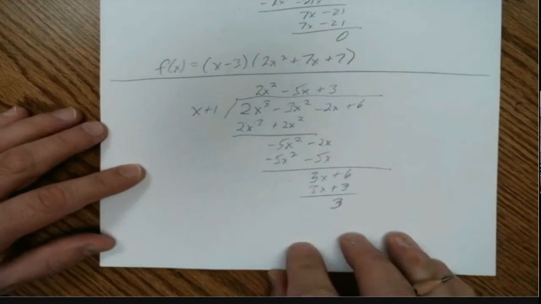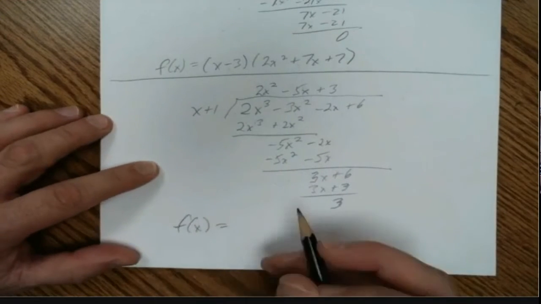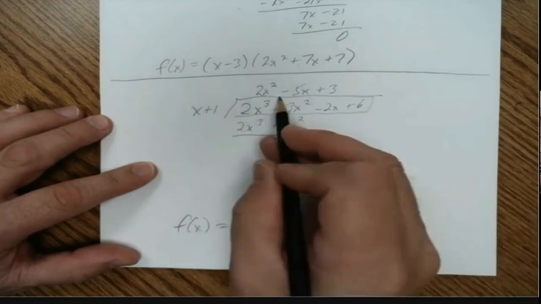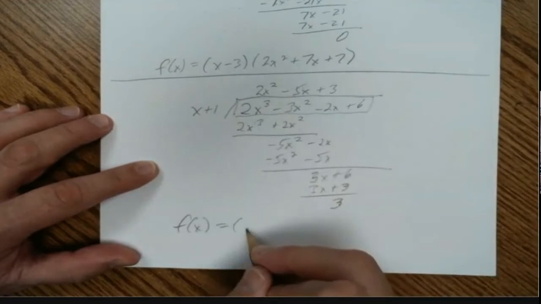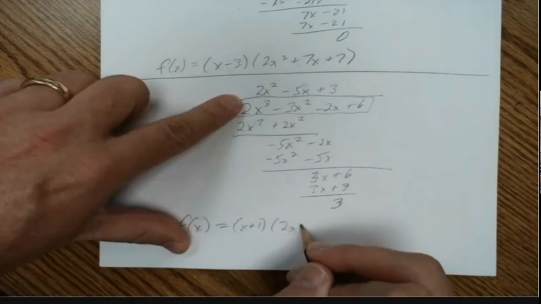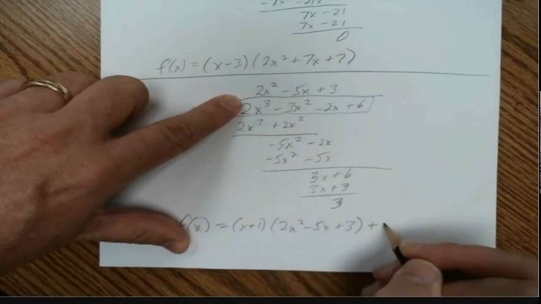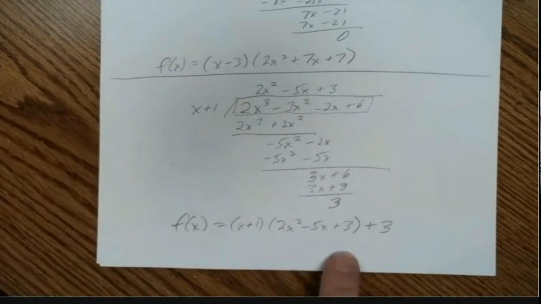So that means we could write f of x this way. Instead, start out with this. But we know x plus 1, if we factor it out, leaves 2x squared minus 5x plus 3 with a remainder of 3. We can rewrite that, factoring out x plus 1, to be this right here. And we're like, oh my gosh, I hated long division with numbers. Now we're doing it with variables.